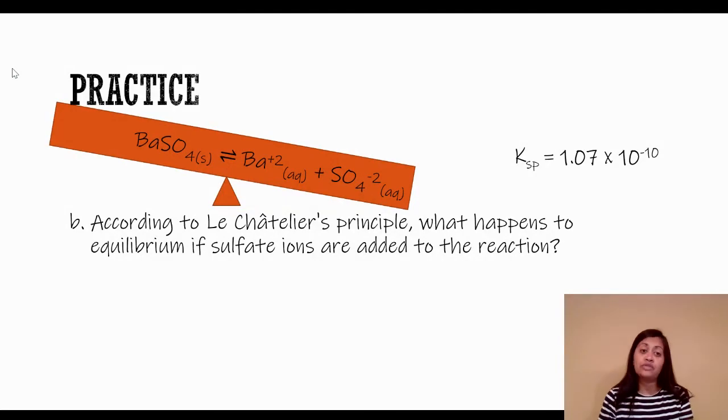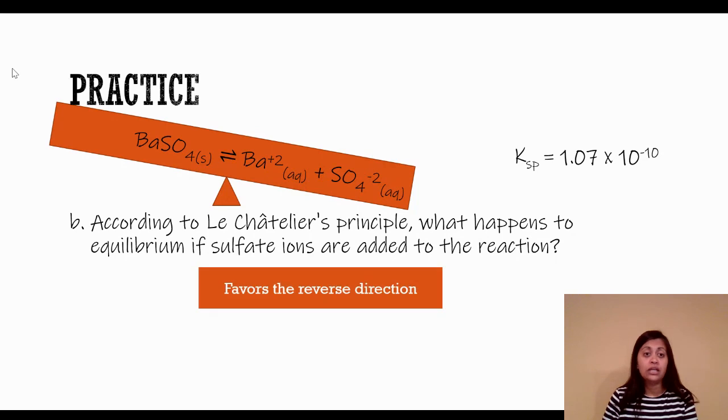The equilibrium is going to favor or shift towards the reactant. So it's going to favor the reactants. So we're going to favor the reverse reaction here. Not only will that right-hand side go down, but we also want to make sure we think about this. If we have more sulfate ions, your barium ions are going to be consumed as well. So we should have a smaller number of barium ions at the end. So we're going to, again, favor that reverse direction.